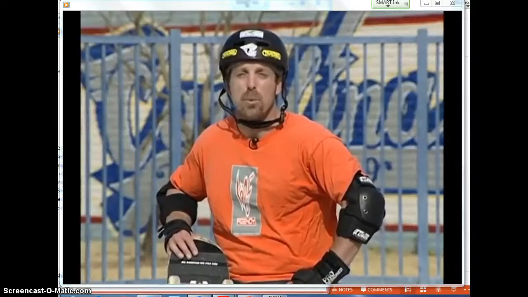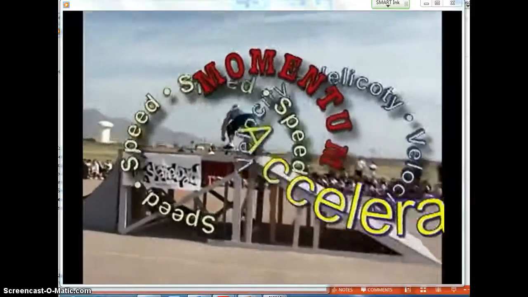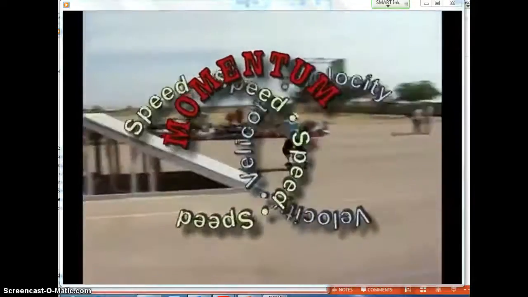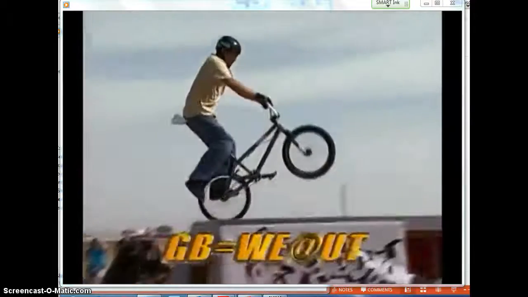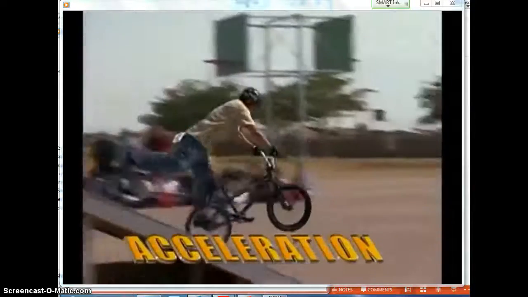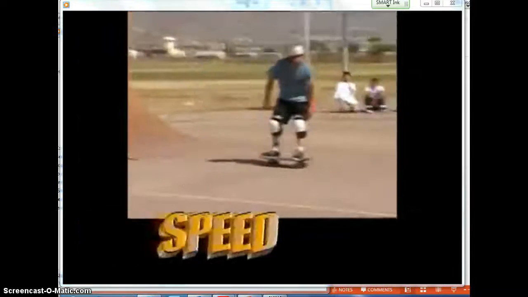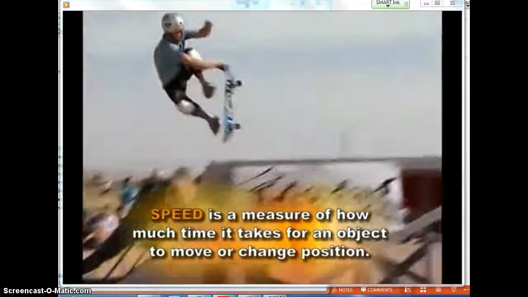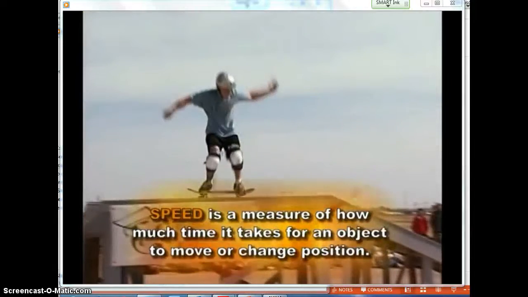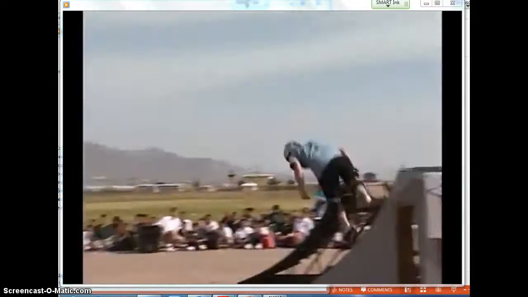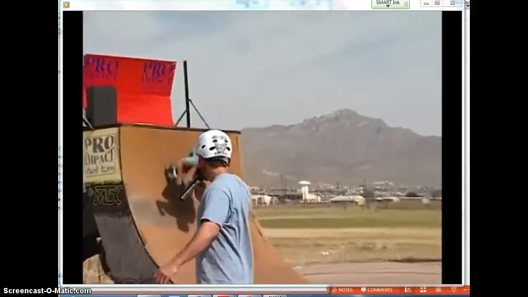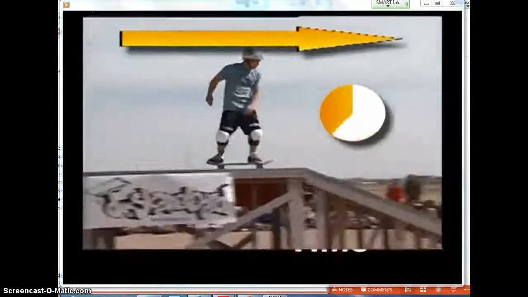In order to provide a better understanding of the scientific concept of motion, we need to better be able to describe motion. Speed, velocity, acceleration, and momentum are specific concepts that provide greater depth in understanding and describing motion. While all these terms seem alike, they are actually fundamentally different when it comes to breaking down motion. For example, speed is a measure of how much time it takes an object to move or change position. Whether a bike, car, boat, or board, the speed of an object is determined by dividing the distance traveled by the time it takes to travel it.